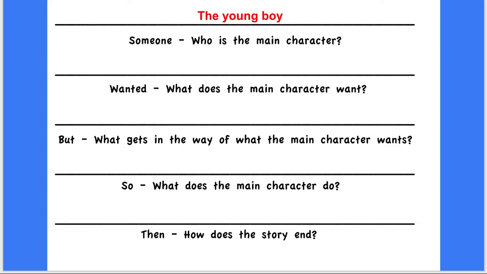Now, you're going to be answering these 5 questions at the end of the video. Someone: who is the main character? Wanted: what does the main character want? But: what gets in the way of what the main character wants? So: what does the main character do? Then: how does the story end? Please start asking yourself these questions. Keep them in mind as you watch First Comes Love.